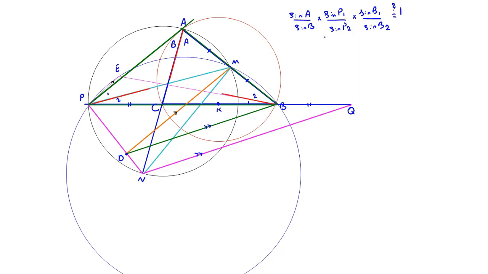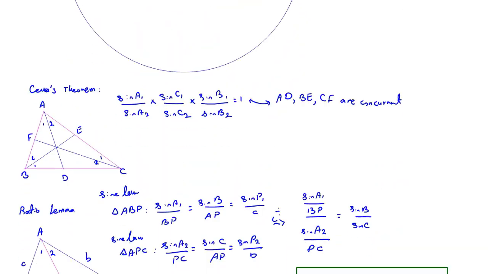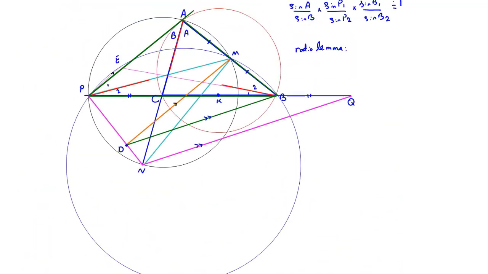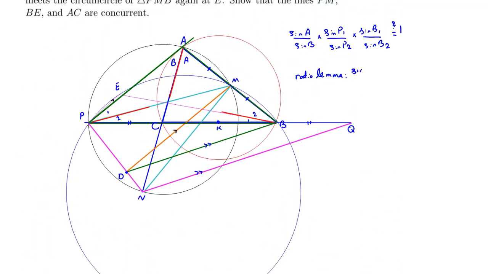Sine P1 over sine P2 here. For finding this, I use the ratio lemma. By the ratio lemma, let me show you. We said sine A1 over sine A2 is BP over PC times sine B over sine C. So if we apply it here, sine P1 over sine P2 in which triangle?